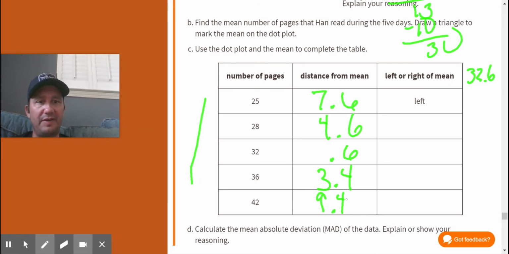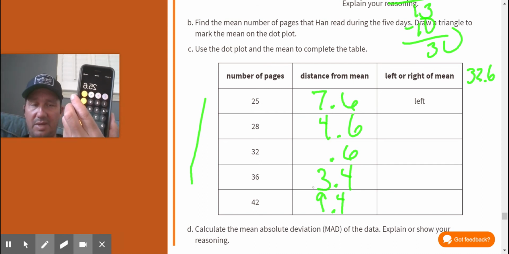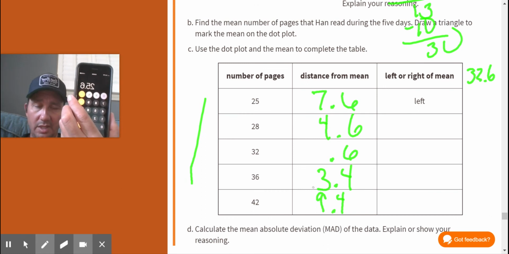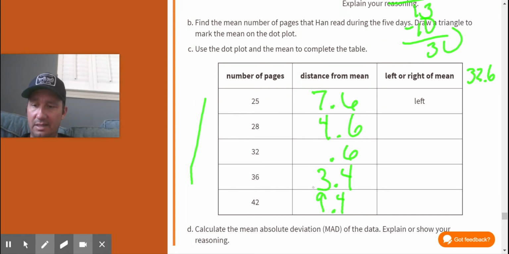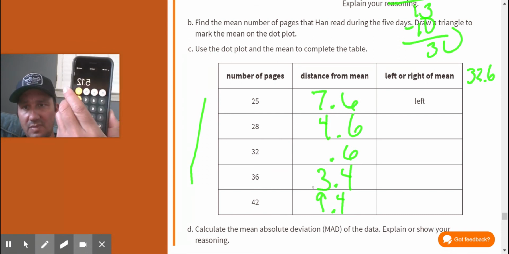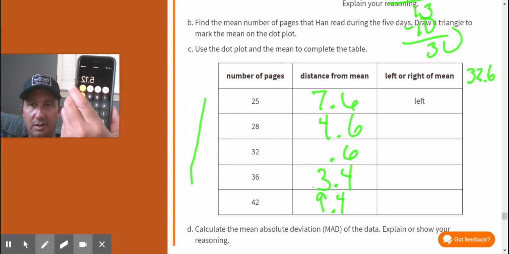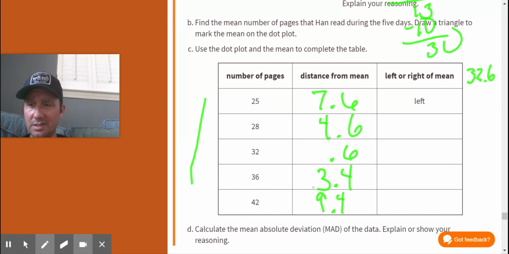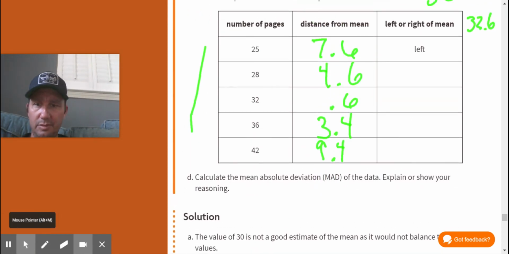Okay, so then to find the mean absolute deviation, I'm going to add all of these up. And as I said, use a calculator. If I'm looking at this and I'm guessing that's 11, 12, 15, I should be somewhere around 25. So 7 and 6/10 plus 4 and 6/10 plus 6/10 plus 3 and 4/10 plus 9 and 4/10 gives me a total of 25 and 6/10. Is that my mean absolute deviation? No, that's my absolute deviation. I need to find the mean of that and divide it by 5. It gives me a mean absolute deviation of 5 and 12/100.